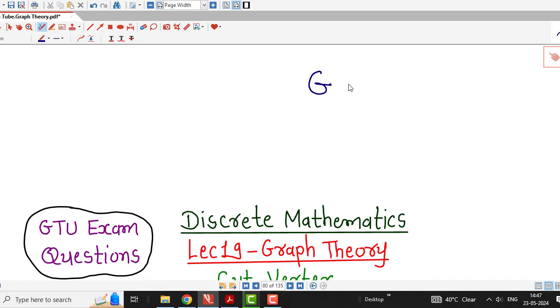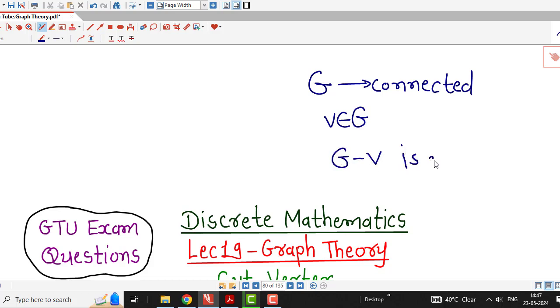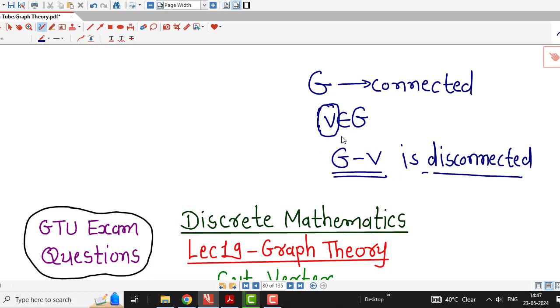Suppose we have some connected graph, say G, then a vertex V of this connected graph G is called a cut vertex if the subgraph G minus V is disconnected. If after removing vertex V and all edges incident with vertex V, whatever subgraph we obtain is disconnected, then vertex V is called a cut vertex.